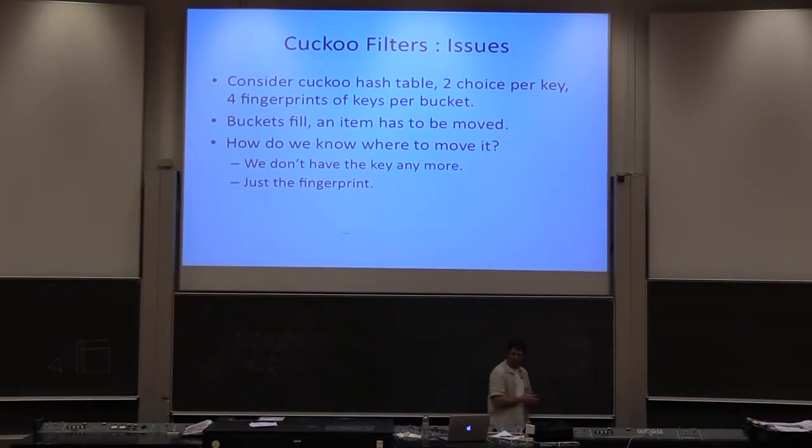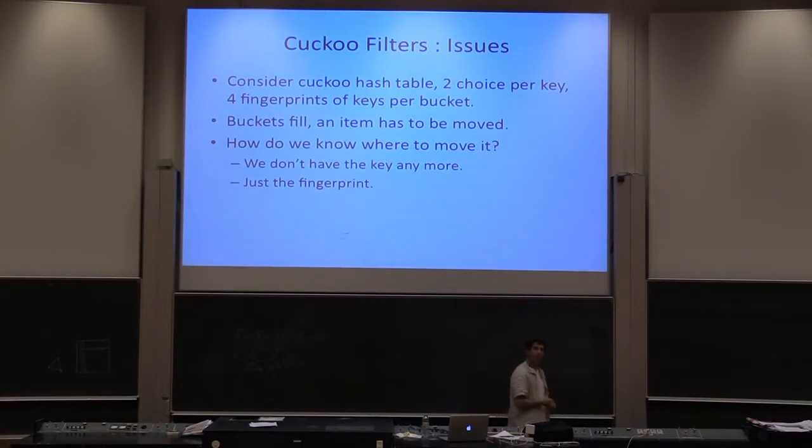All right, so let's think of a cuckoo hash table where I'm going to have 2 choices per key and 4 fingerprints possible per bucket. Buckets will fill up, and now let's suppose we get to the place where I'm inserting a new key into the system. I've got my two choices, I've got my buckets that can hold 4. What if they're all full and now I have to move something?